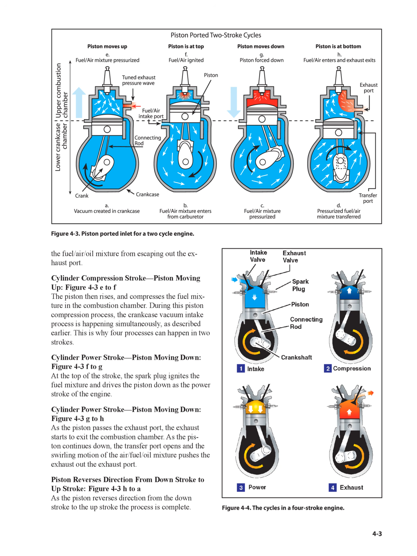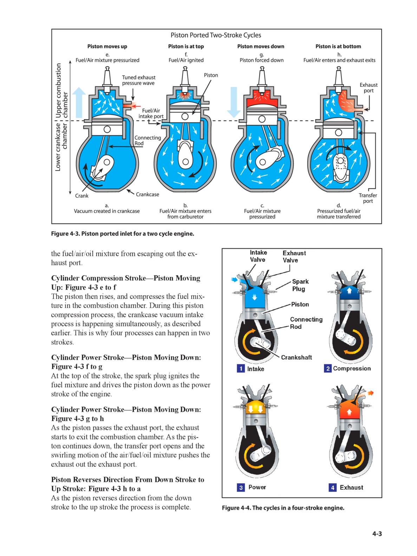Cylinder compression stroke, piston moving up, Figure 4-3e to f. The piston then rises, and compresses the fuel mixture in the combustion chamber. During this piston compression process, the crankcase vacuum intake process is happening simultaneously, as described earlier. This is why 4 processes can happen in 2 strokes.